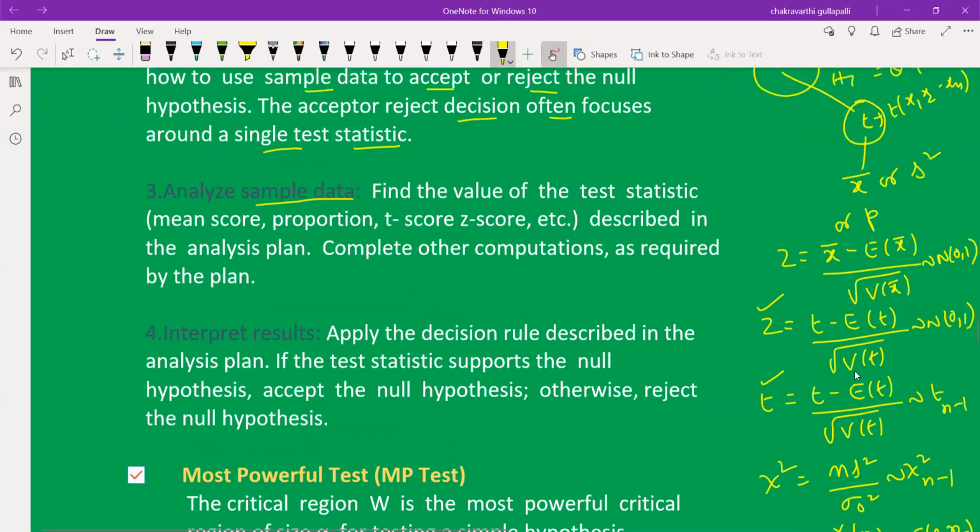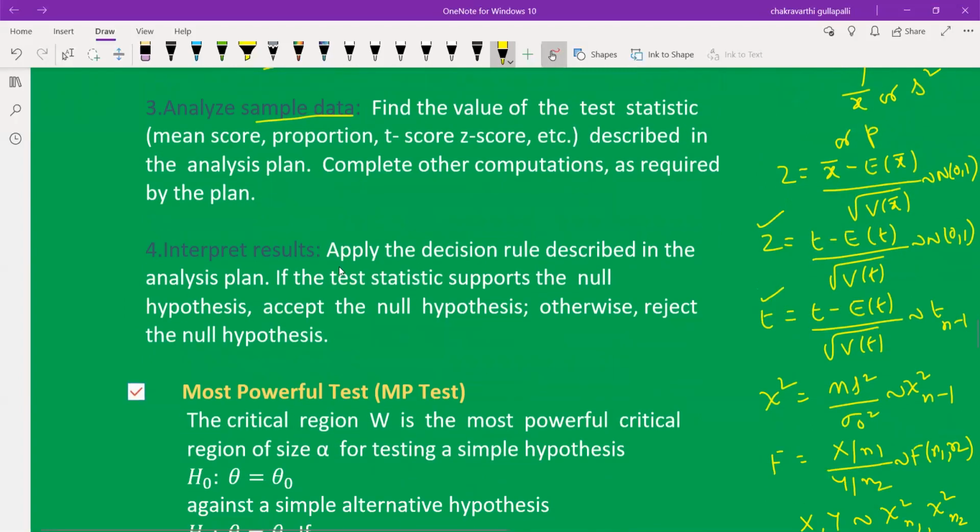the test statistic value. Now, interpreting the results. Interpret the results. That is very, very important. Apply the decision rule described in the analysis plan. So the t value, z value, chi-square value is already calculated.